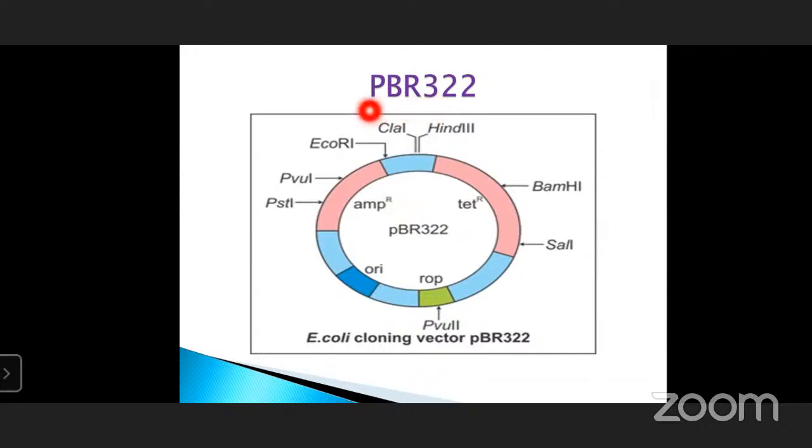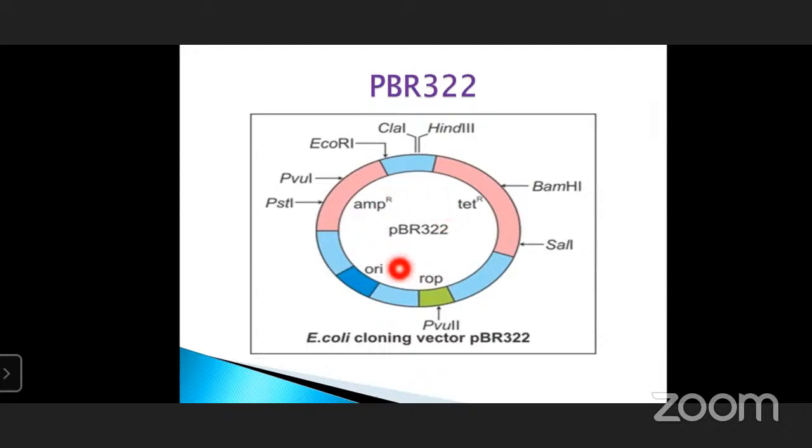In pBR, p stands for plasmid, B for Bolivar, and R for Rodriguez. Bolivar and Rodriguez are the two scientists who constructed this plasmid. 322 is the serial number of the plasmid.